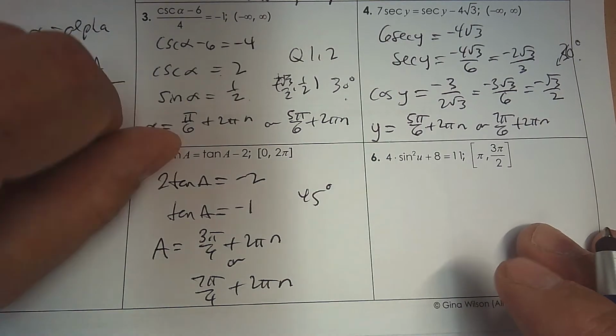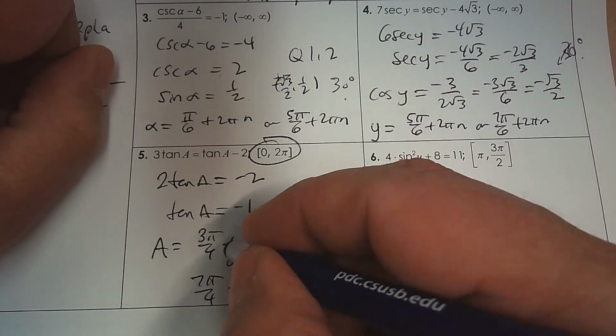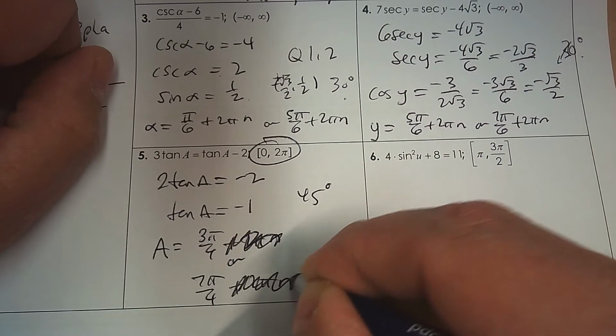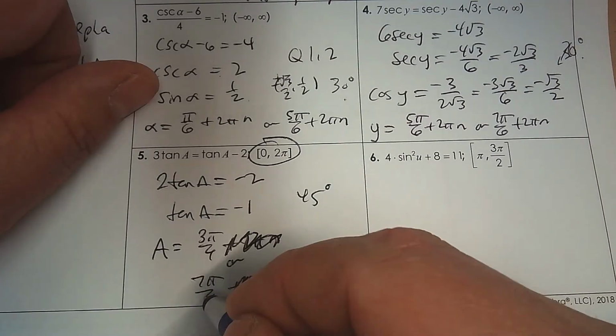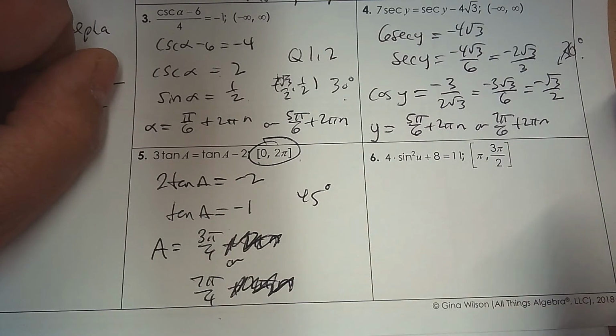Oh, we just want the answers from 0 to 2 pi. So they changed the domain restriction. So because of that, we don't need this extra part at the end. What are the two angles from 0 to 2 pi that work? And the answer is 3 pi over 4 and 7 pi over 4. Number 6.